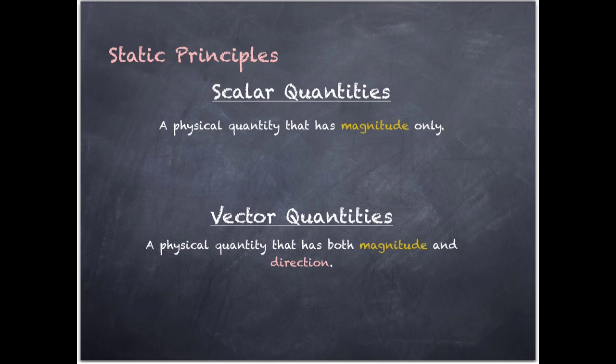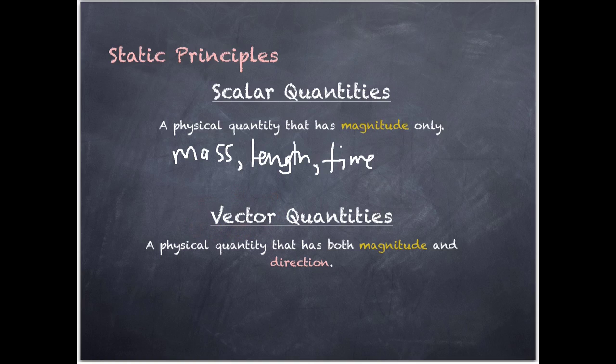We have some more static principles here. We have scalar quantities and we have vector quantities. Scalar and vector. A scalar quantity is a physical quantity. By the way, quantity means a number. A physical number that has magnitude only. The examples: mass, length, time, temperature, pressure, speed. So if I were to say I weigh 50 pounds, my magnitude is 50 pounds. If I'm 4 feet tall, my magnitude is 4 feet. 30 minutes, that's a time, that's a magnitude.